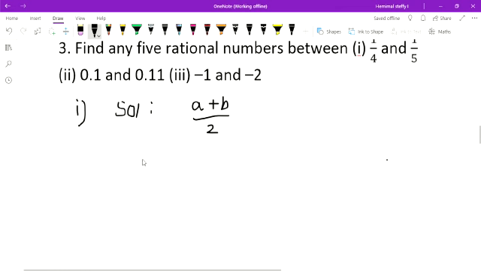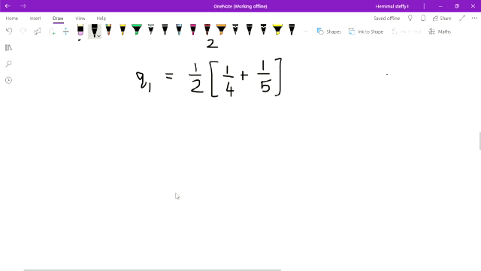So first, I will find q1. I am taking 1 by 2 outside because a is a fraction. Then what is the a value here? 1 by 4 plus, what is the b value here? 1 by 5. Taking the LCM of 4 and 5, do you know how to take the LCM? Yes. The LCM of 4 and 5 is equal to 20.